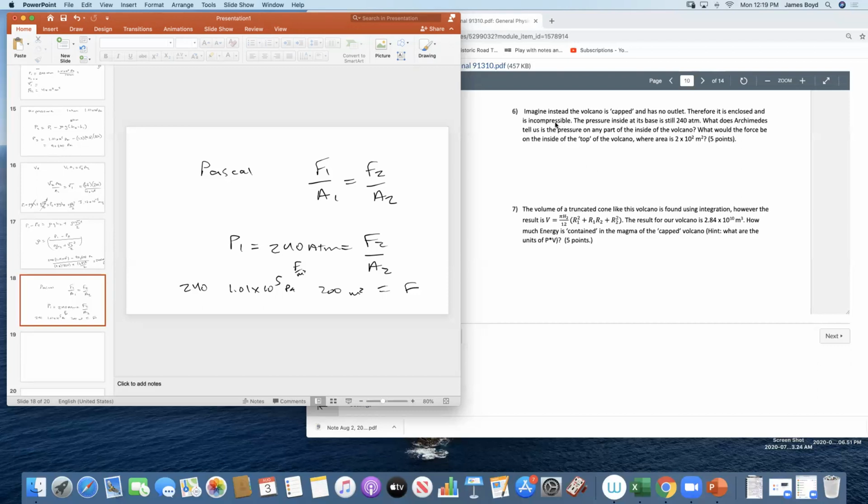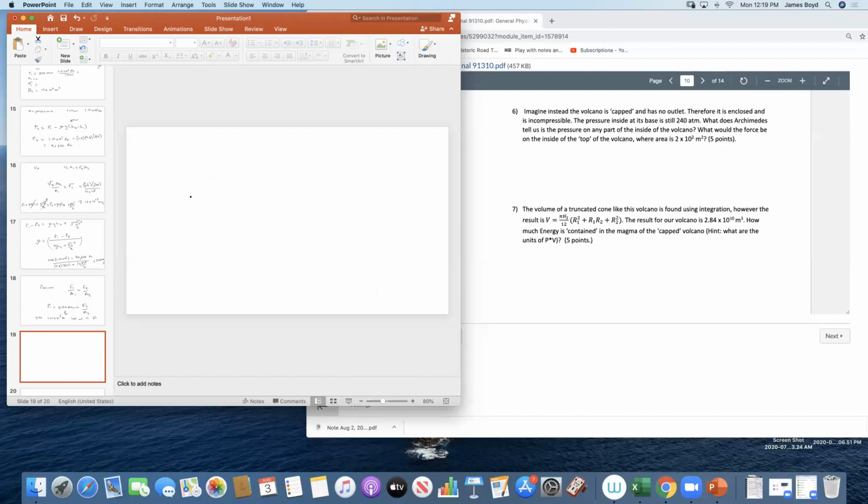Hopefully, as a wrap up, hopefully this has all made sense. For fluids, you need to know P2 is equal to P1 minus rho g (H2 minus H1).